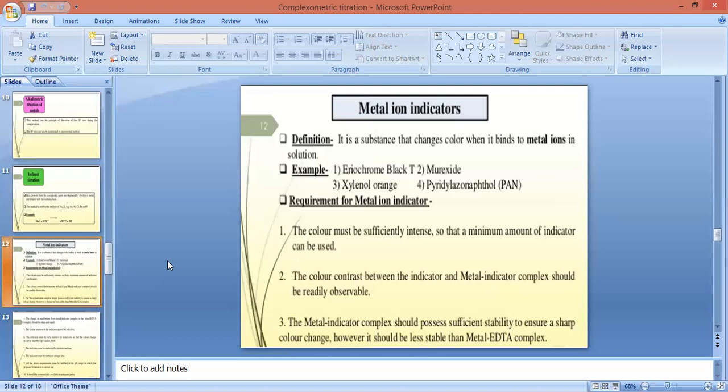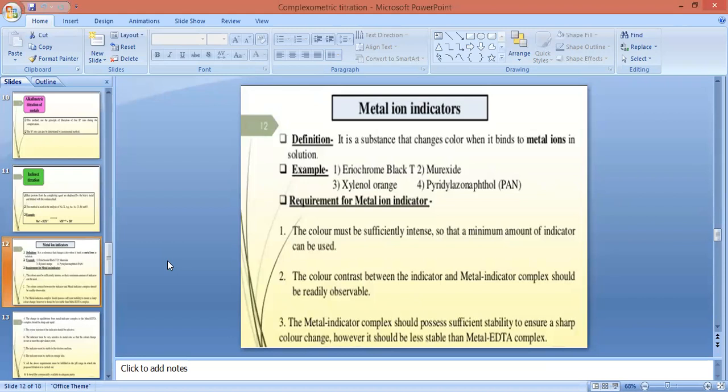The second requirement of a metal ion indicator is that the color contrast between the indicator and the metal indicator complex should be readily observable. Say for example, firstly we take only an aqueous solution of metal ion, next we add buffer solution, and the color of the contents in the conical flask will be a particular one. That is, it contains only metal ion and buffer. After addition of the complexometric indicator to the contents in the conical flask, a color change should occur. That is, it should be a contrast, or different. This color change occurs due to the formation of a complex between the metal ion and the indicator used for titration.